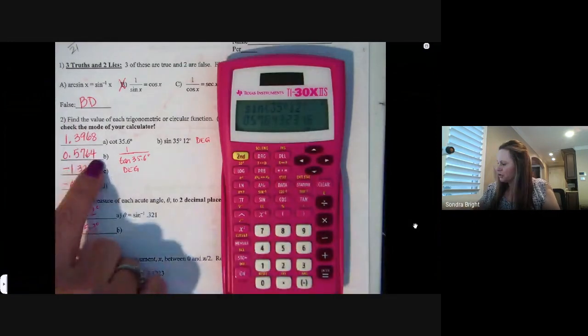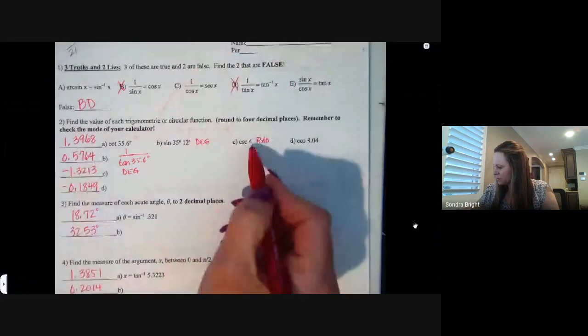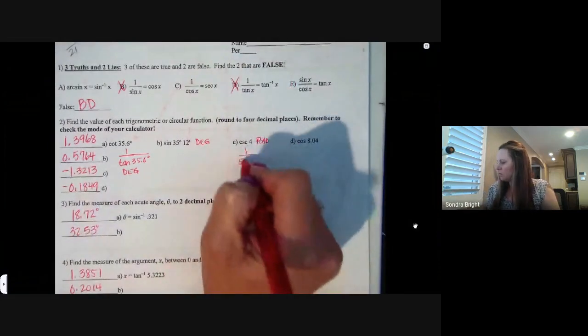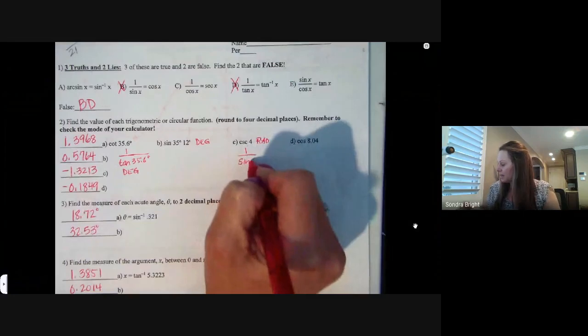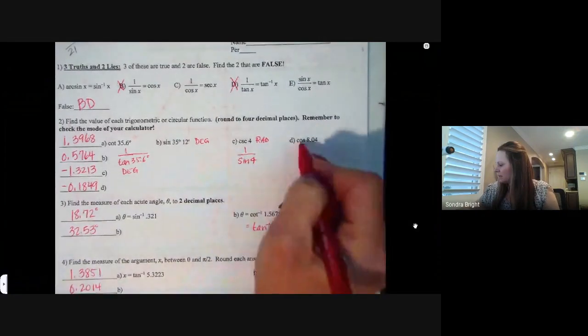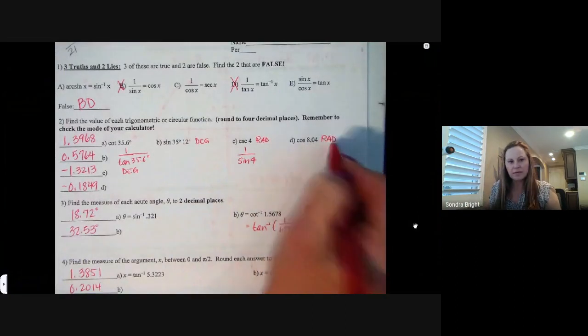Okay. Make sure you're in radian mode for this one. Cosecant of 4, that's for radians. We don't have the button for cosecant, but that's 1 over sine. So you should have just hit 1 over sine of 4, but in radian mode. And then cosine of 8.04. This is radian mode also. And so those are the answers there.